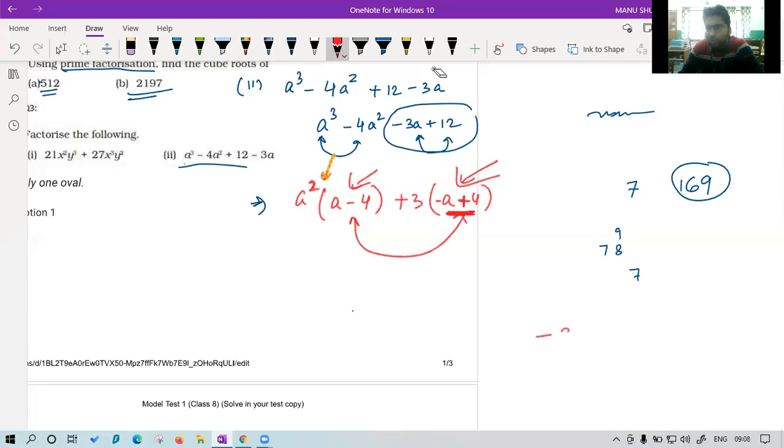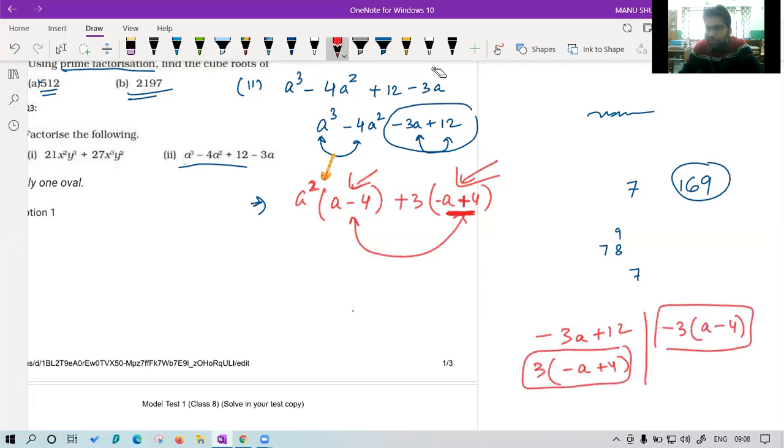Because we have taken common plus 3, we got minus a plus 4. If we had taken common minus 3, we would have got a minus 4. Class, are you able to understand this difference? Are you able to get this difference?